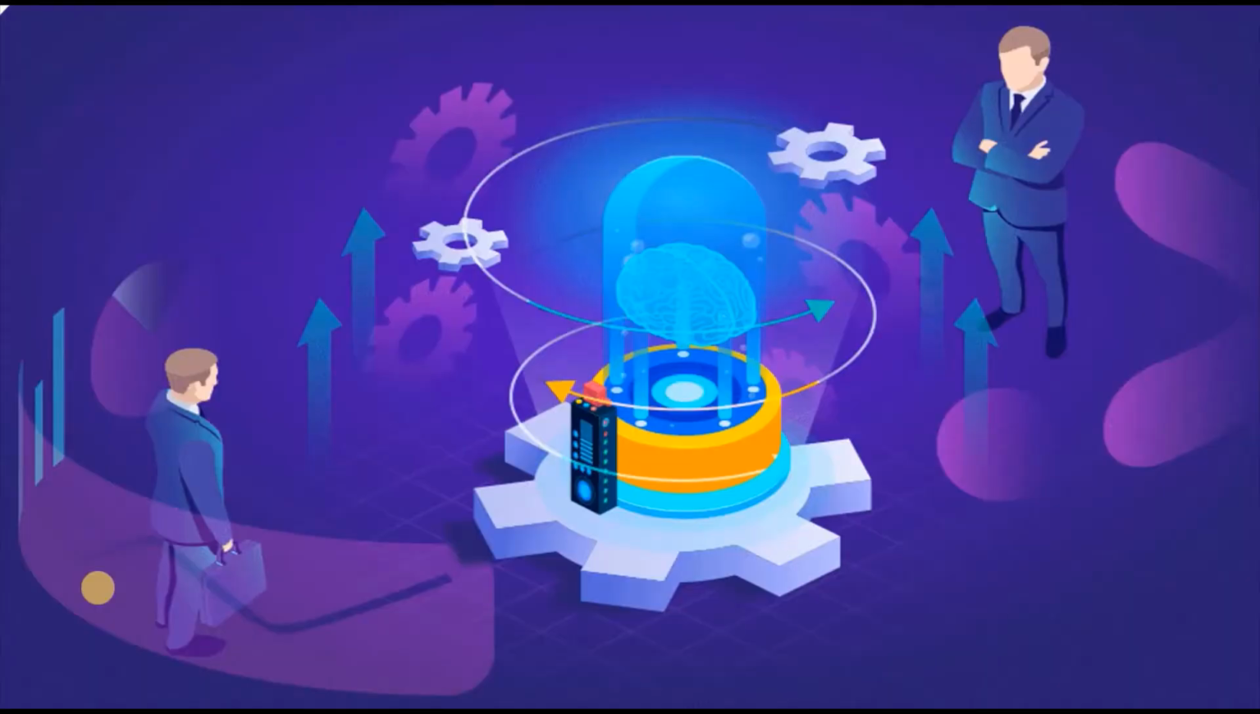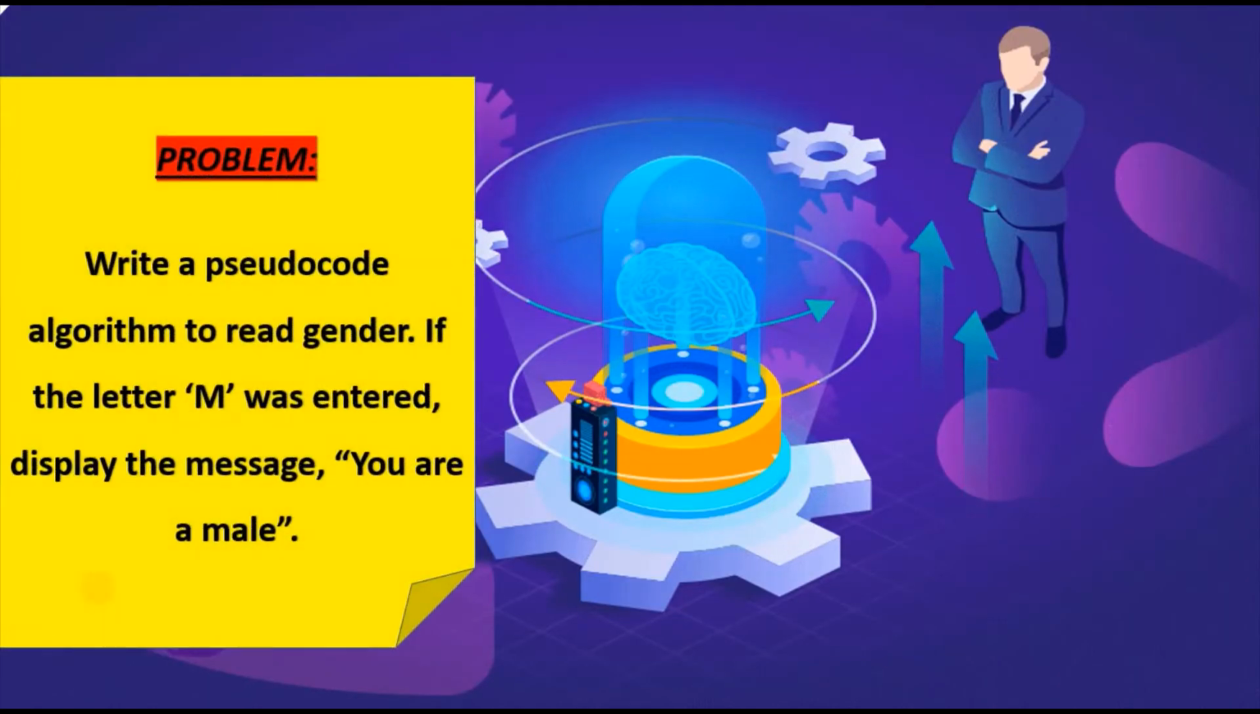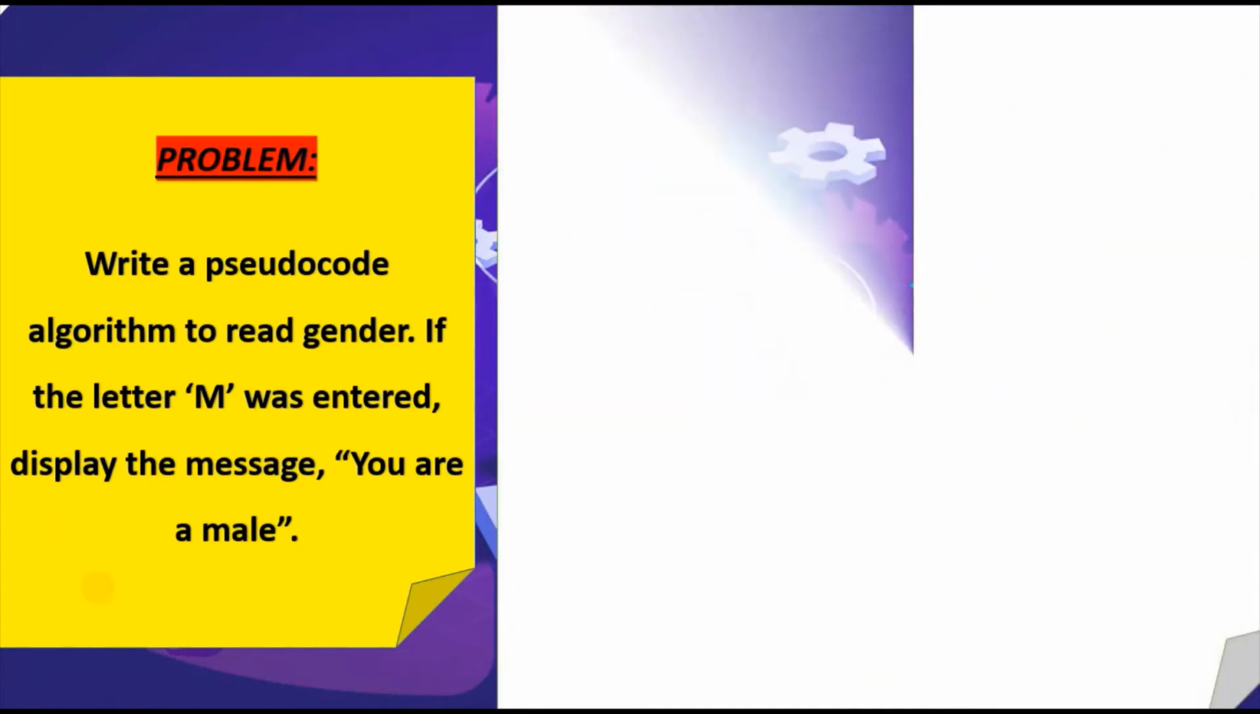All right, we're looking now at our next problem where it says to write a pseudocode algorithm to read gender. If the letter M was entered, then we would display the message. Well, this is technically the previous problem, but for this we will be looking at how we would represent this on a flowchart diagram. So we saw flowchart in some previous videos, and we're now going to look quickly at how the decision works on that flowchart.